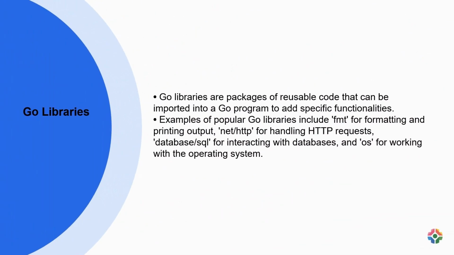Go libraries are pre-written sets of code that can be imported into Go programs to extend their capabilities. They facilitate the reuse of common functionalities, reducing development time and effort. For instance, the FMT library is used for formatting output, while NetHTTP aids in handling HTTP requests. Furthermore, the database SQL library simplifies interaction with databases, and OS streamlines working with the operating system. By leveraging these libraries, developers can enhance the functionality of their applications without reinventing the wheel.